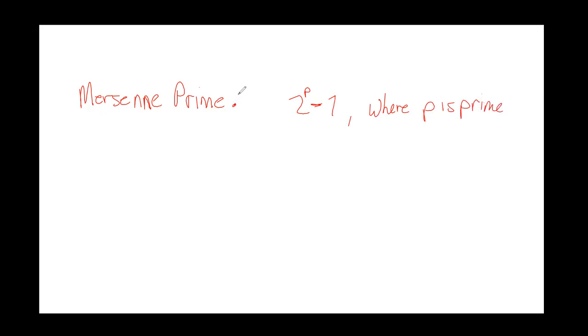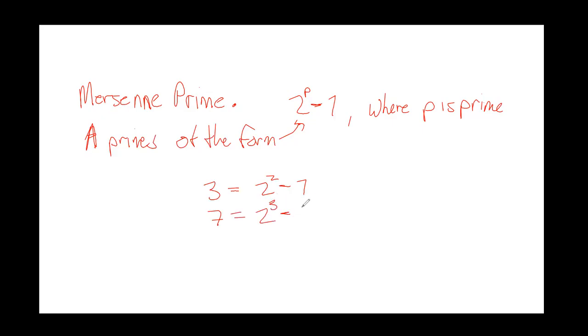So Mersenne primes are primes in this form. Simply because we have a prime number and we take 2 to that number and subtract 1 does not necessarily mean that the number is going to be prime, but a Mersenne prime is a prime number that can be represented in this form. An example of a Mersenne prime would be 3, because we have 2 to the 2 minus 1. Also 7 is equal to 2 to the 3 minus 1.